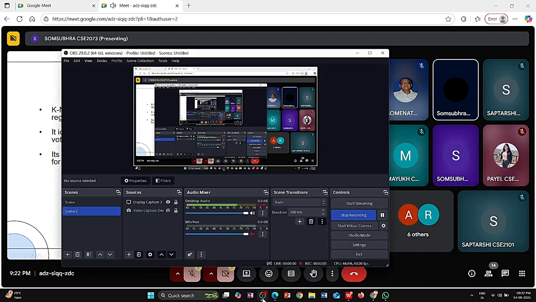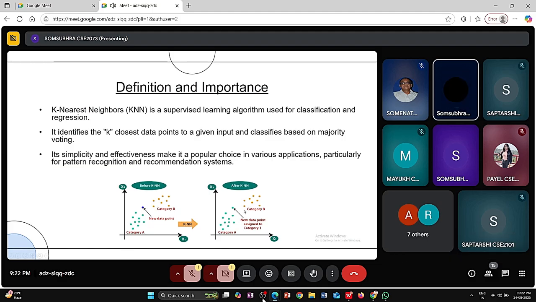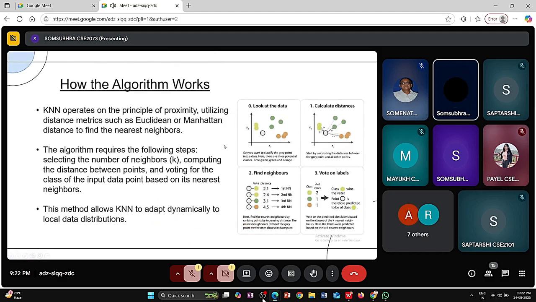the blue color, and we have some neighbor data points. So here we have chosen four nearest neighbors, three nearest neighbors. So in case of three nearest neighbors, we can see that in the majority, the blue dot can be classified in the green category. So in the next slide, we will talk about the working of the algorithm.